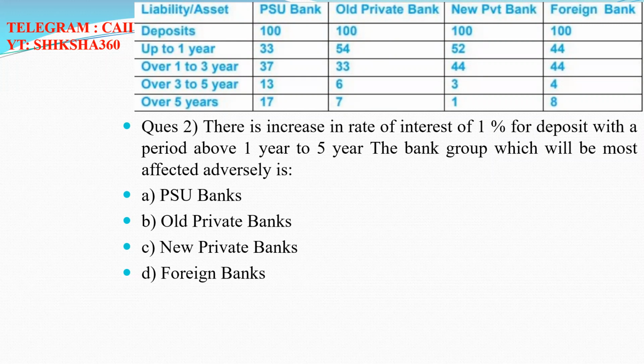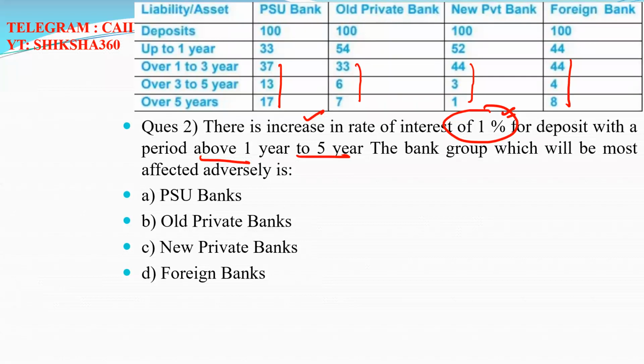There is an increase in the rate of interest of 1% for deposits with a period of above 1 year to 5 years. So for all this data, there is an increase. The question is which bank group will be most adversely affected.